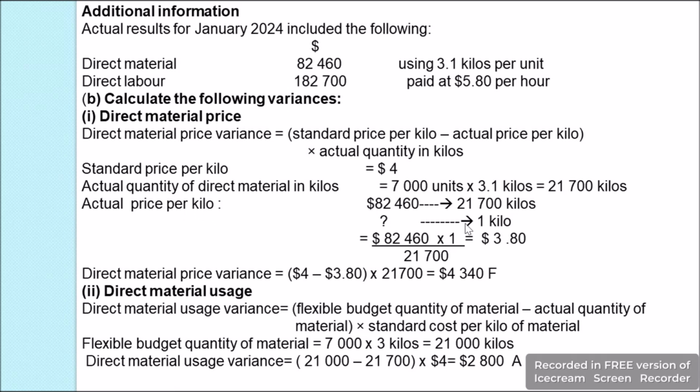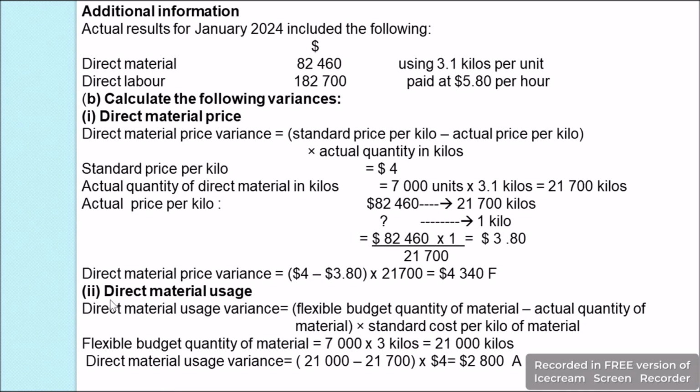And the actual price per kilo, we are paying $82,460 for 21,700 kilos. For 1 kilo, how much? So when we cross multiply this, it will be 82,460 times 1 divided by 21,700. We'll get the value as $3.80. Now we will apply it in the formula. Direct material price variance will be equal to the standard price per kilo, which was $4, minus the actual price per kilo, which was $3.80. So when we subtract this, we get 20 cents, and we'll multiply this with 21,700. We'll get the value as $4,340, and this is the favorable variance.